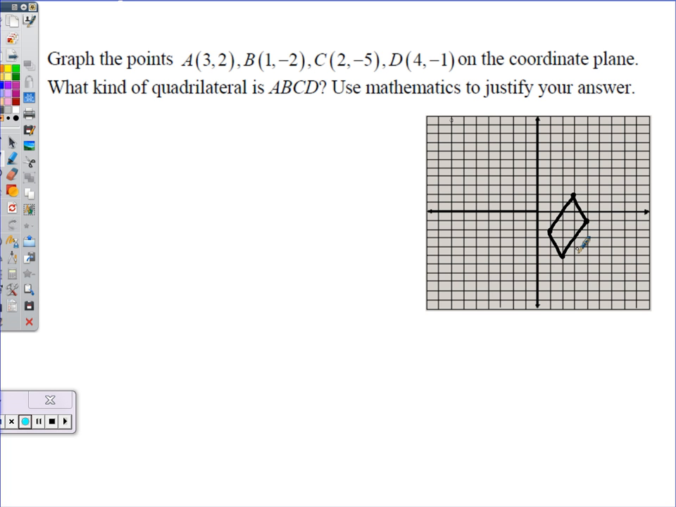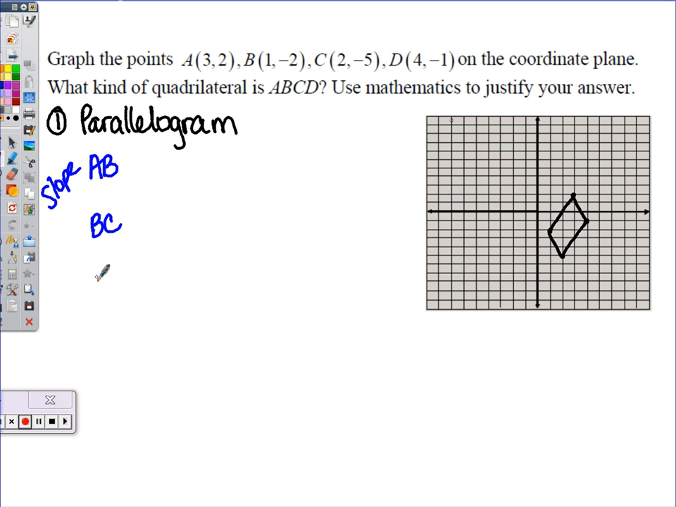But that's how I always start. So my first step is always to prove whether or not it's a parallelogram. Now, people have different methods for this. For me, I'm a big fan of the slope. So I am going to do the slope of AB, the slope of BC, the slope of CD, and the slope of DA. I'm going to do the slope of each one.